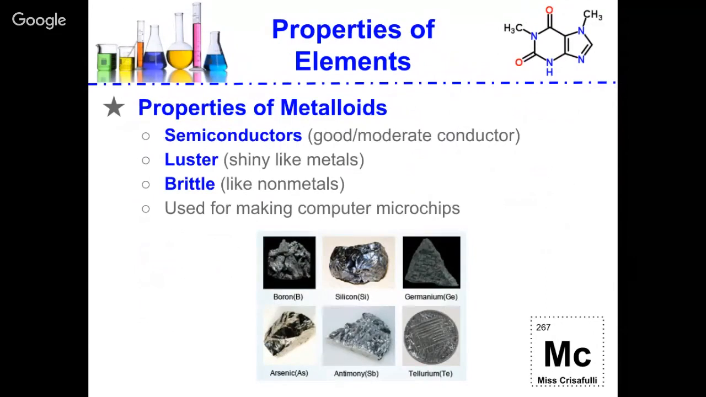So let's talk about metalloids. Metalloids are the ones on the periodic table that are in that green color. They are your semiconductors, which means that they are moderate conductors of heat and electricity. They have somewhat of a luster. They might be a little shiny like metals, but they are brittle like nonmetals. Their main use is making microchips. So here are a bunch of your metalloids.